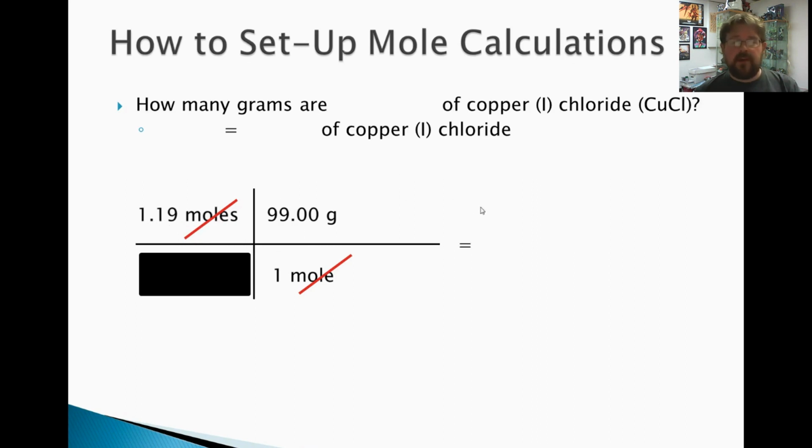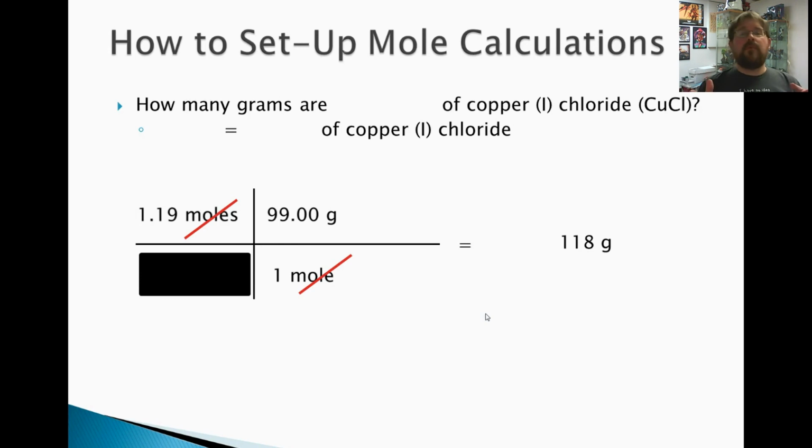So we multiply across the top. We take 1.19 times 99. We get 118 grams over what's on the bottom? 1. You take top divided by bottom. In this case, it's really nothing. 118 grams. So that is how many grams are in 1.19 moles of copper 1 chloride.